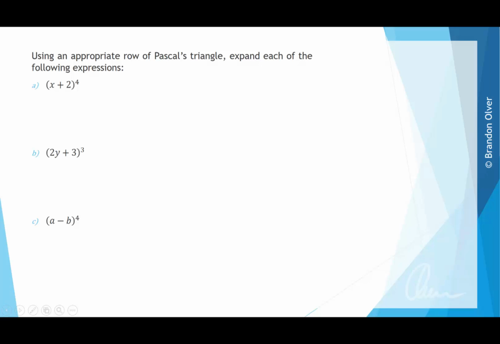Using an appropriate row of Pascal's triangle, expand each of the following expressions. So the first thing we'll do is we will make our own Pascal's triangle. So we'll have 1, 1, and 1. That's the top part of the triangle.